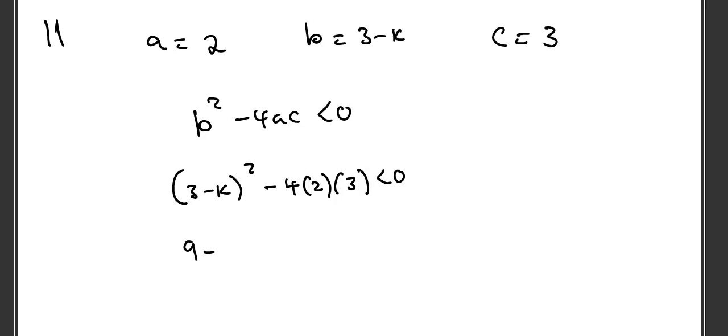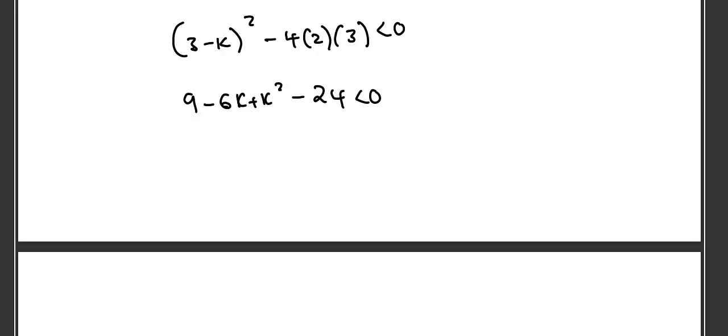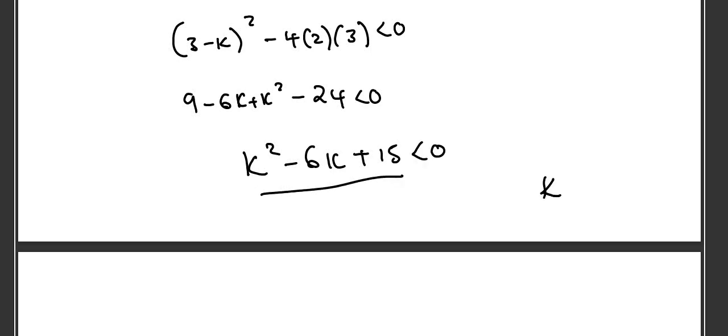This will be a 9 minus 6k, then plus your k squared, minus, this is going to be a 24. Then this is going to give us k squared minus 6k, then this is going to give us a 15 less than 0. So we solve this. K squared minus 6k, rather plus 15 is equal to 0.